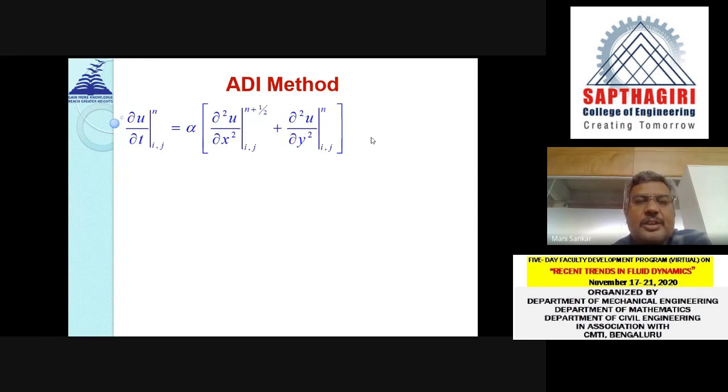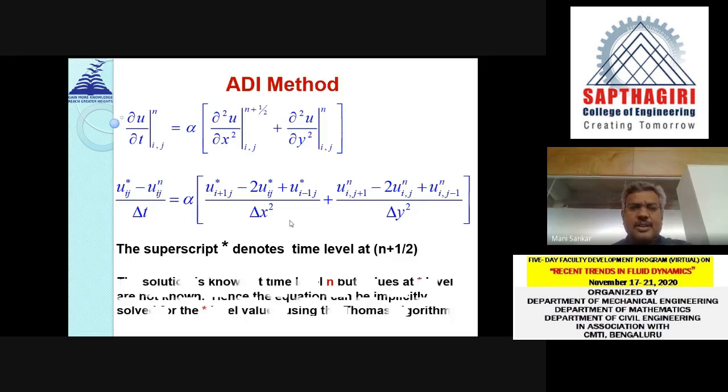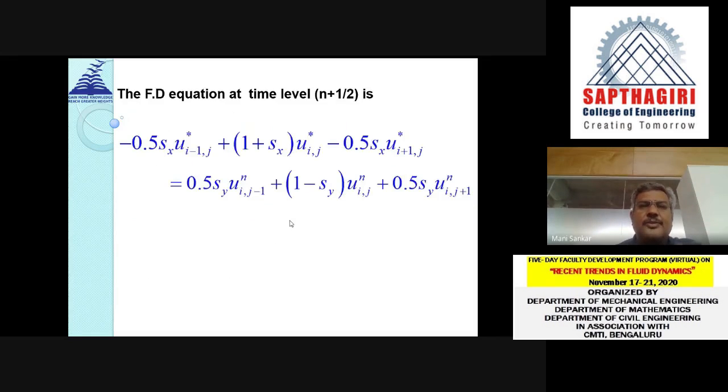This is how the ADI method works. Here you see that I'm considering the x direction to be implicit. So I'm discretizing at the advanced time level n plus half. Here star denotes the derivative at the n plus half time step. When you rearrange it, this is the final difference equation we get, and this is the tridiagonal matrix. This tridiagonal matrix can be efficiently solved by the Thomas algorithm.